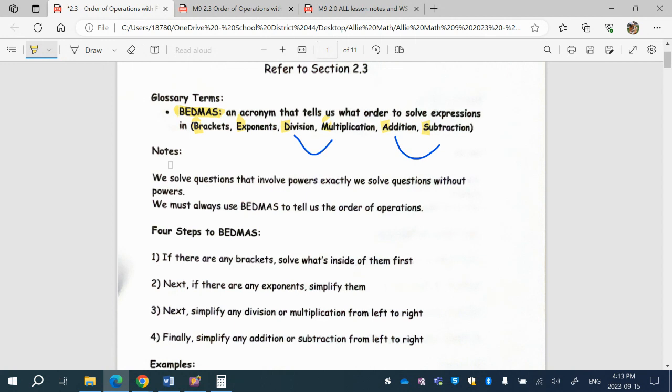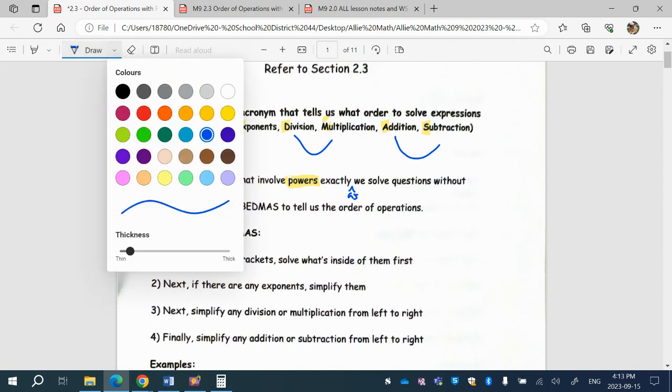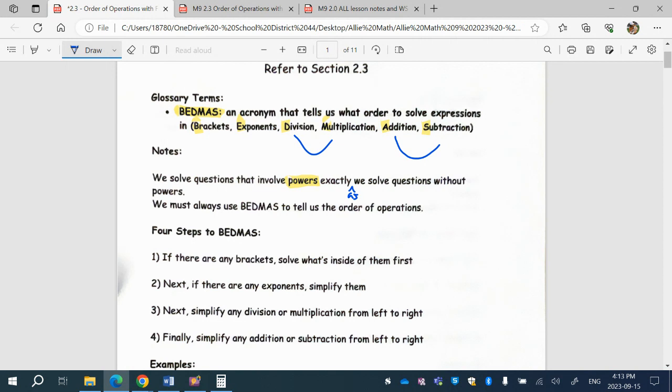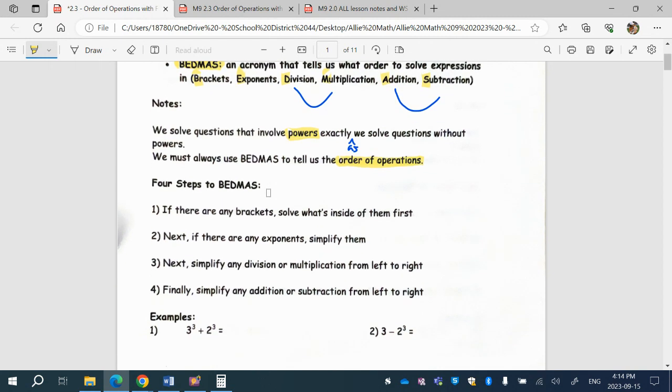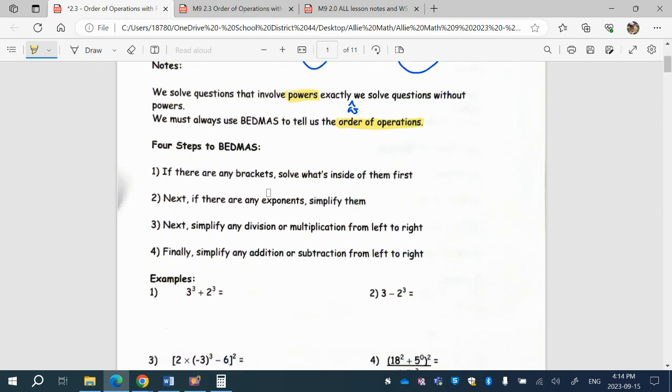So we solve questions that involve powers exactly as we solve questions without powers. So we always use BEDMAS to tell us the order of operations. So make sure you folks are highlighting as we go or writing in the blanks. So the 4 steps to BEDMAS.